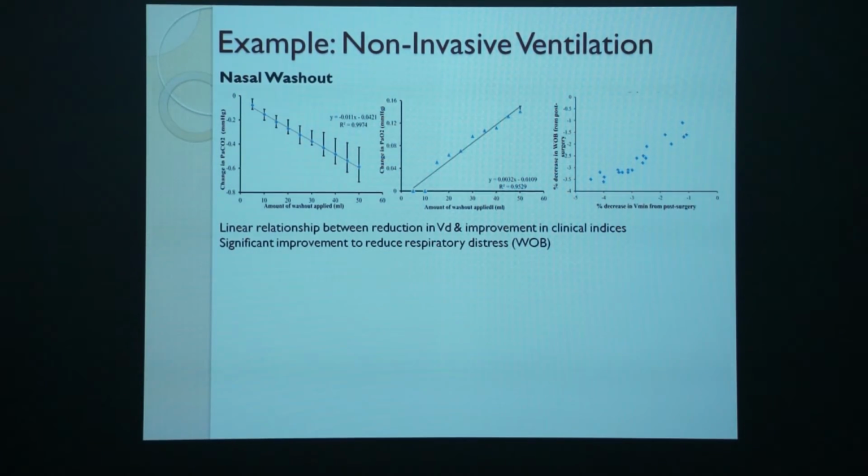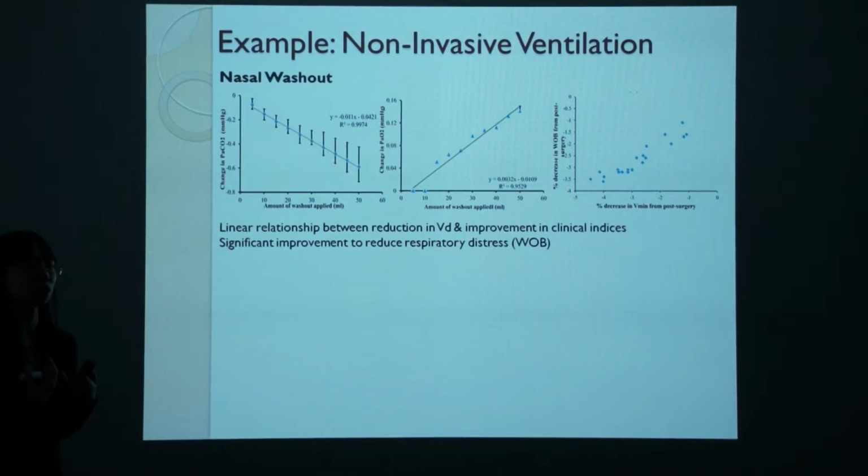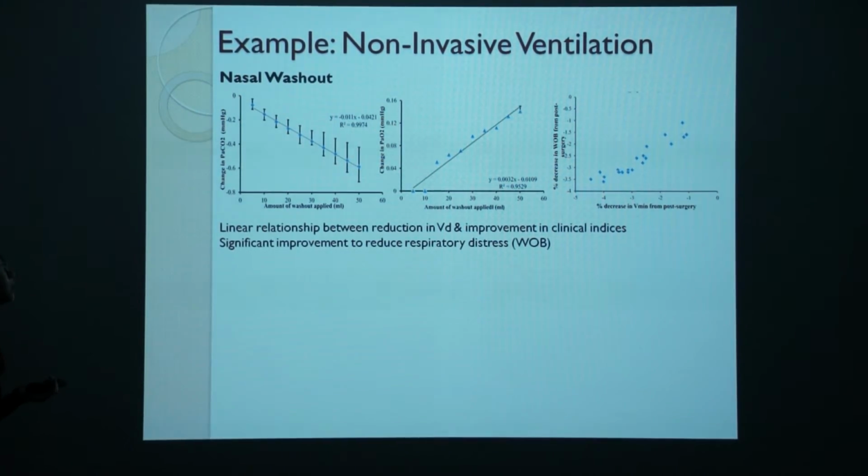So what this showed, the model predicts, is that with the increased amount of therapy applied, you're doing less work. So this particular nasal washout therapy is able to alleviate the stress of breathing. It can help you breathe. Not necessarily change your actual blood indices, but it can help you breathe easier and more comfortably.